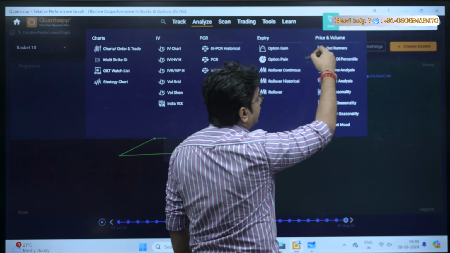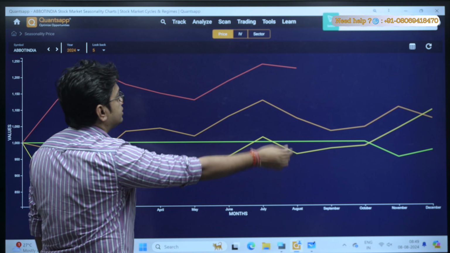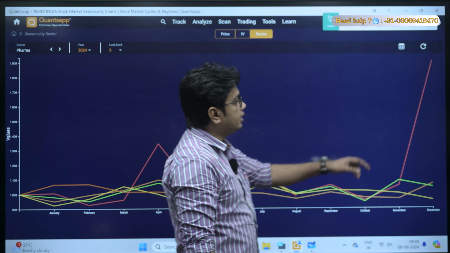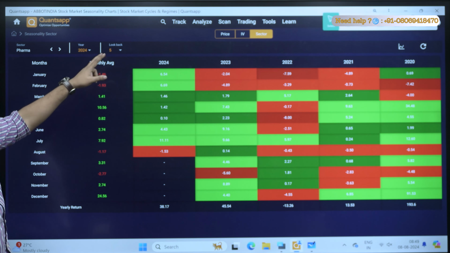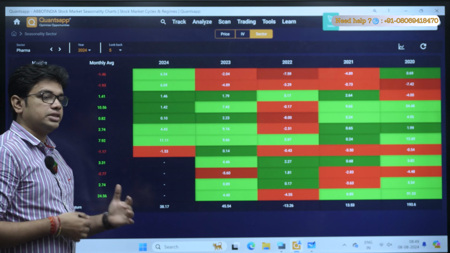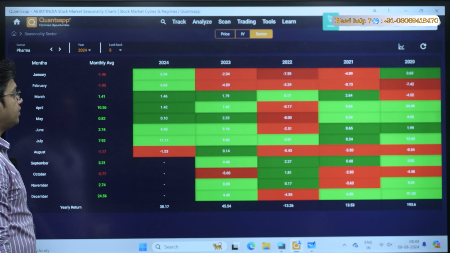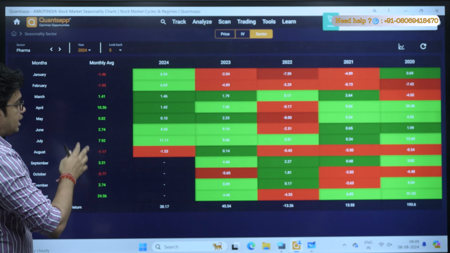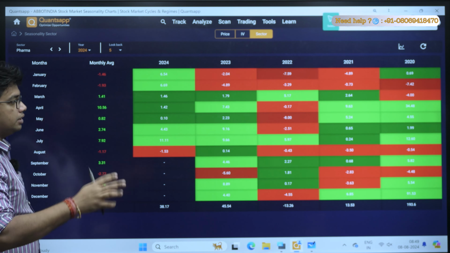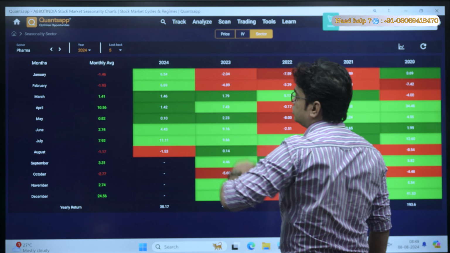And you can see under price and volume, that is sector seasonality. I'll select sector over here and I will select table view. Now, from the last 5 years, here the look back period is 5. If you want to consider 7 or 10, you can do that. Here I am considering 5 years. I will look for the sector and the months in which that particular sector is performing really well.